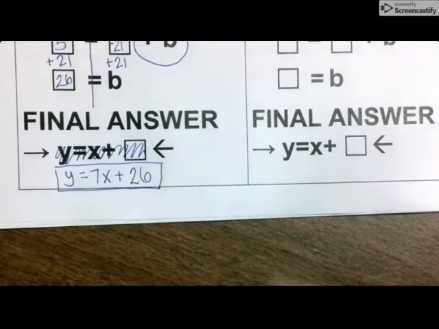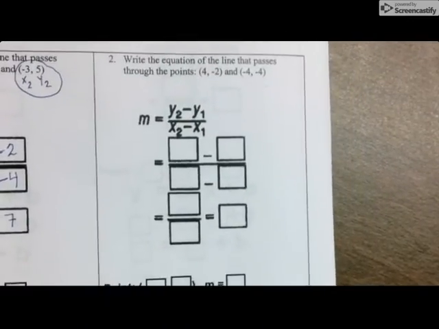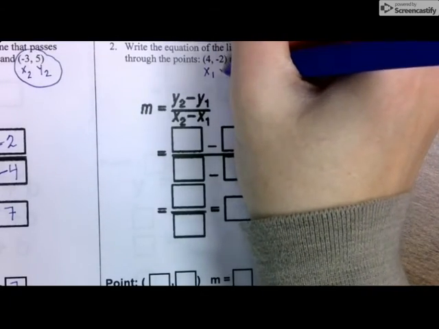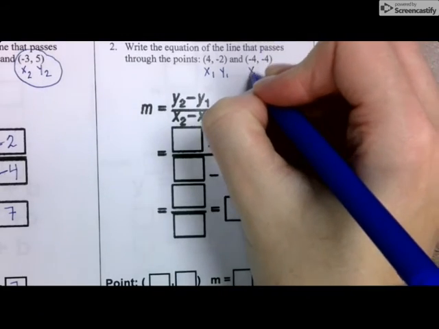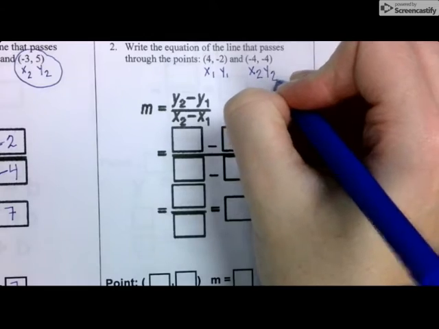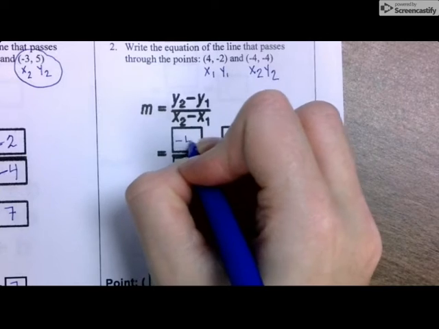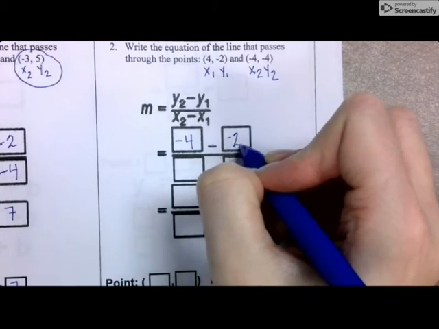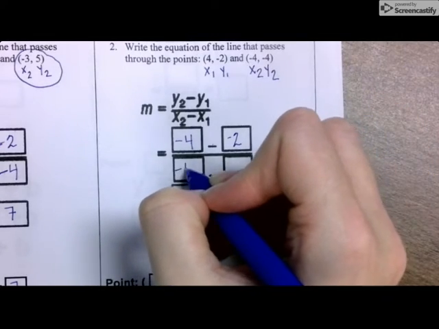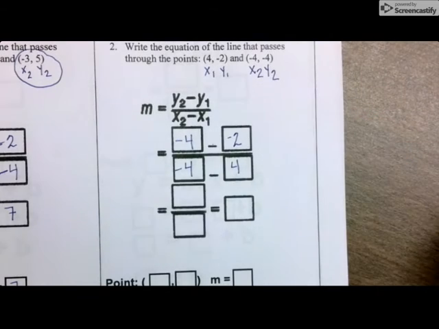So let's work on that same tactic on the second one. Let's first label my points. So I have x and y, and that's my first point I'd plot, so I'm going to put little 1s next to them. X and y, that's my second point that I'd plot, so I'd put little 2s next to them. I'm going to take -4, because that's my y2, minus -2. Then I'm going to take my other -4, that's my x2, and subtract +4.